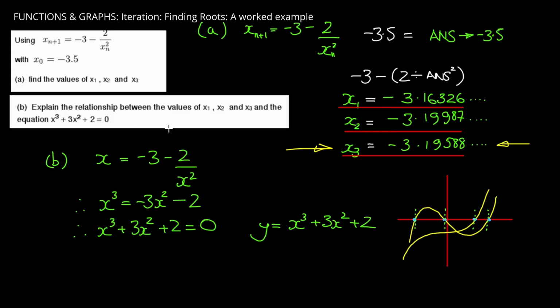So in terms of the answer to the question, I would think you'd need to write something down like x1, x2, and x3 are increasingly accurate values for the x-coordinate of the root of the equation x cubed plus 3x squared plus 2 equals 0. And that would be your answer.